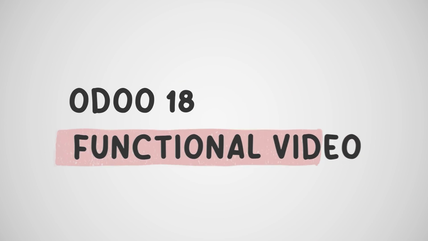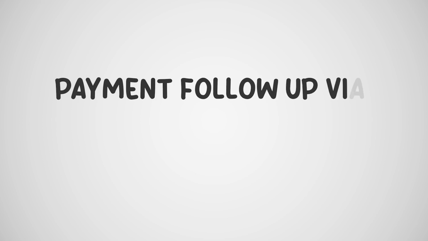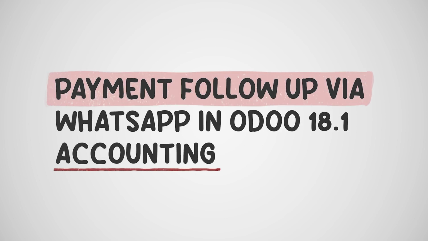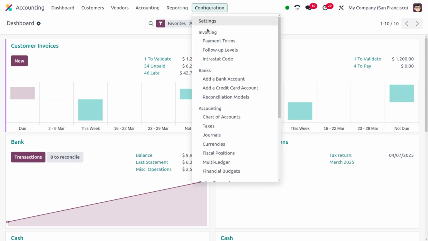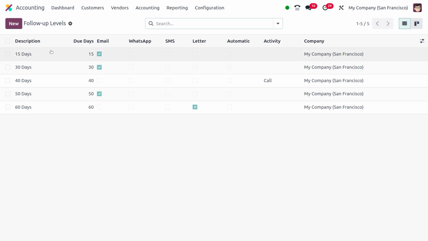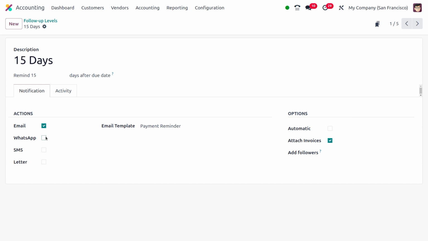In today's video, we will discuss follow-up through WhatsApp. For that, you can move on to the accounting module, and under the configuration menu, we can find invoicing and choose follow-up levels. Here, I would like to choose the follow-up level of 15 days, and you can see that we can do the action through WhatsApp.